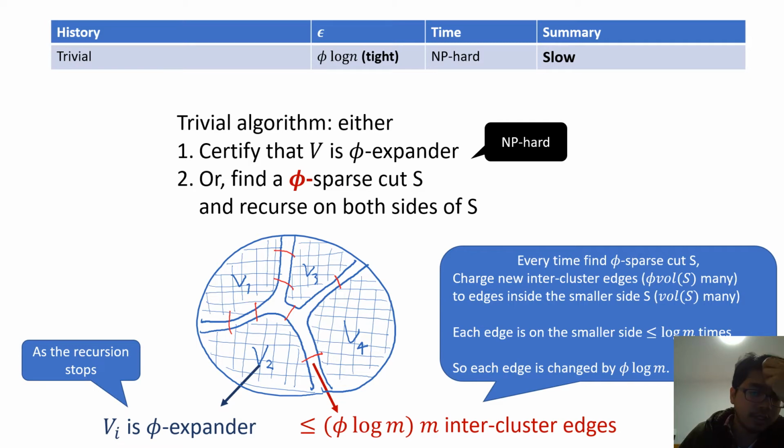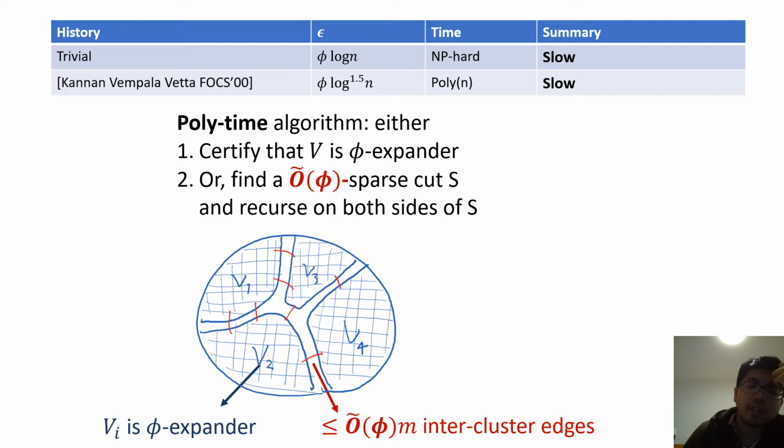However, you can see that this is NP-hard, but this is no problem. To get a polynomial time algorithm, we can just relax this algorithm a bit. That is, we either certify that a graph is a phi expander, or we find an almost phi sparse cut. This O tilde means polylog factors. And the analysis goes the same.